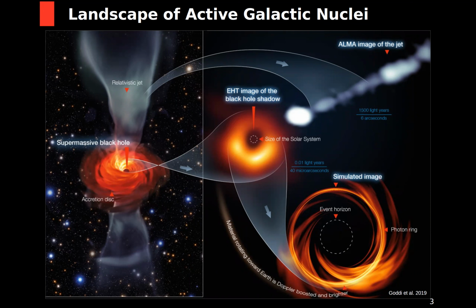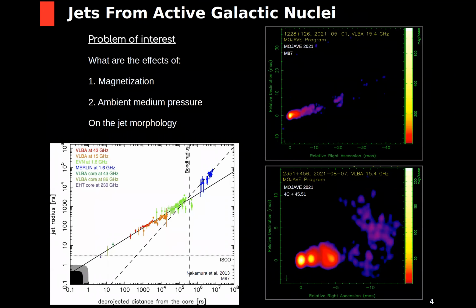From simulation, these things look like this. So the main landscape of AGN: we need a black hole, we need an accretion going on, and then we can expect to have a jet. But then we go further. I focus first here and then come back here.